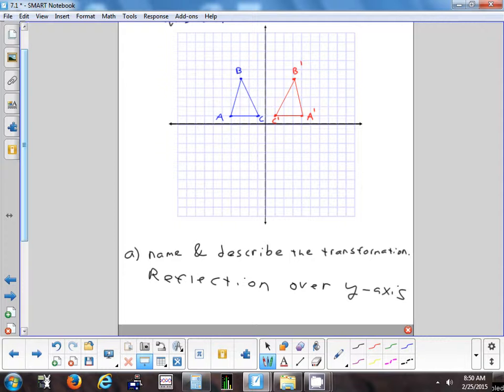Okay, even if there was no color, which one is the pre-image here? How do you know? The prime. The pre-image? So the one before you do anything, Luke? The one with the blue, the one without the primes. That's the one you started with. The primes is the one you ended up with. So basically, we flipped this figure to the right.